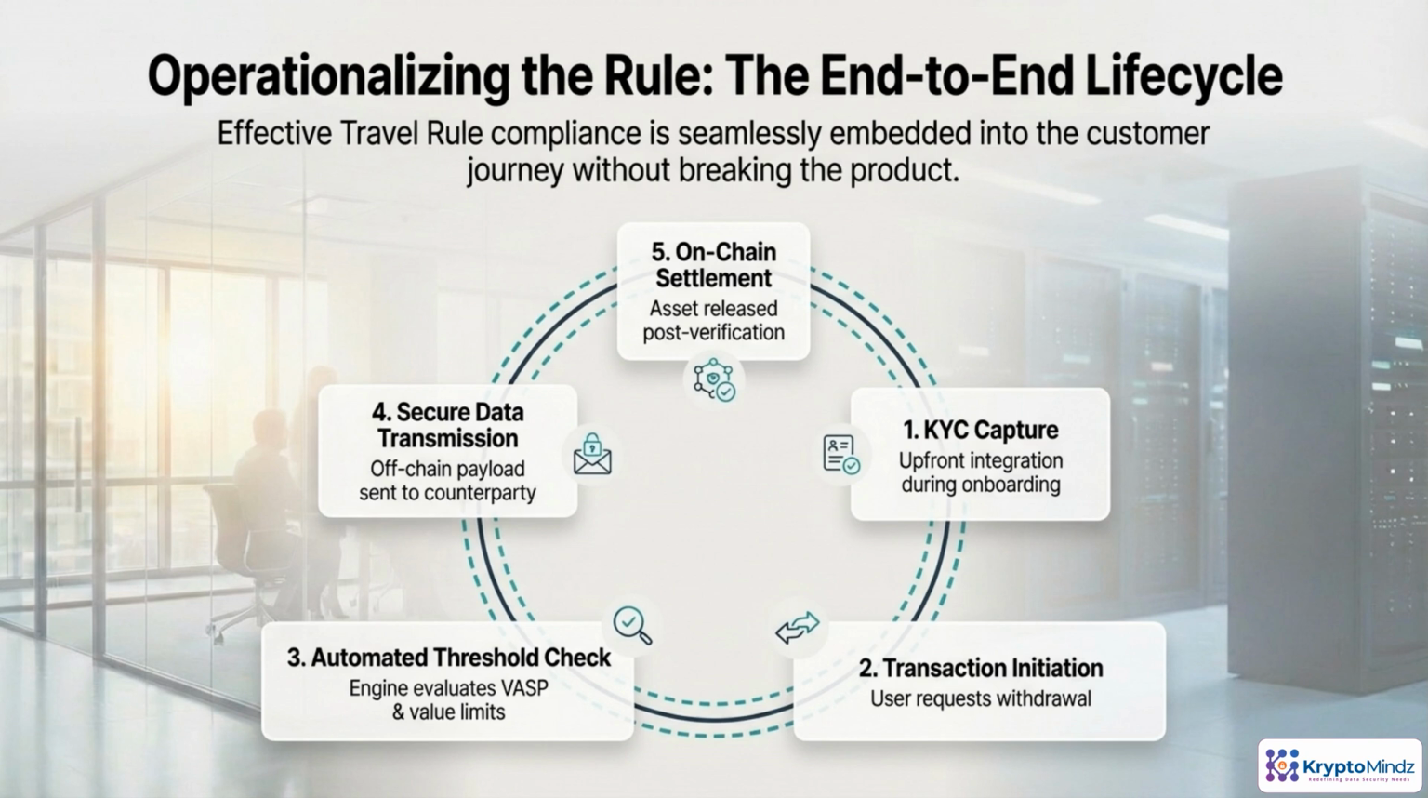Think of travel rule compliance as a workflow running in parallel with the transaction itself. You've already captured reliable KYC data. When a withdrawal is requested, a rules engine decides if the transfer is in scope and which VASP is involved. Required originator and beneficiary data is then sent off-chain. Only once that payload is validated do you allow the blockchain transfer to actually settle.